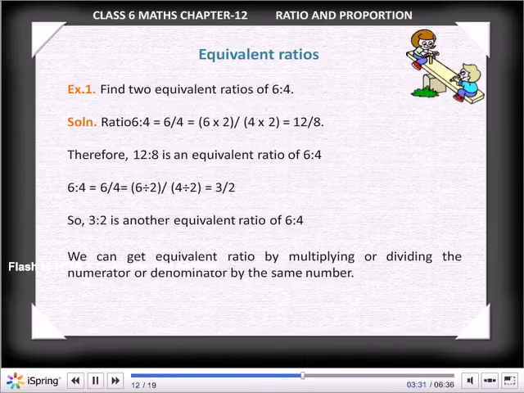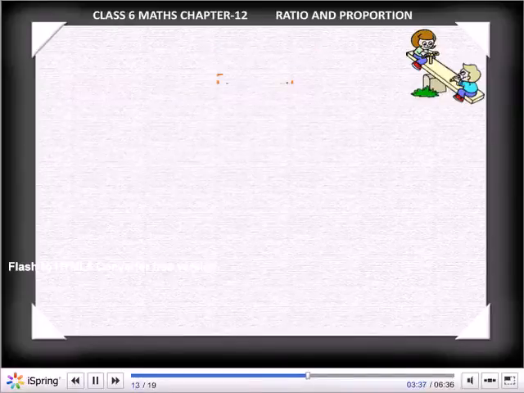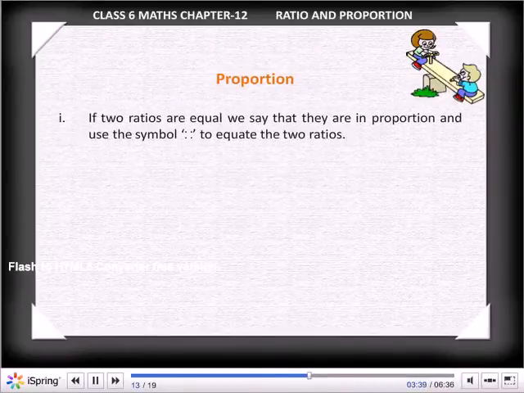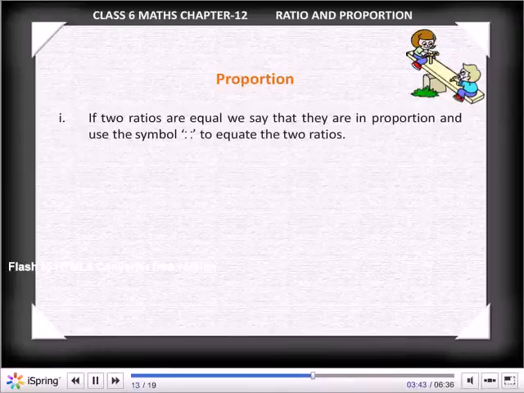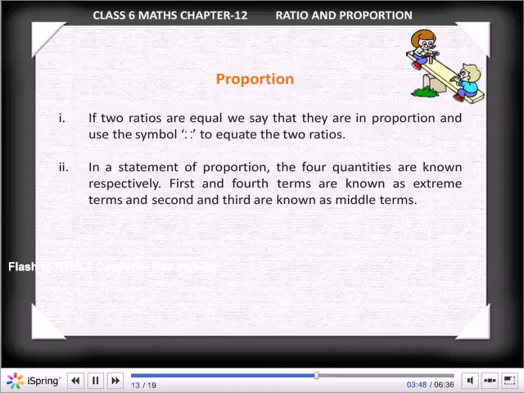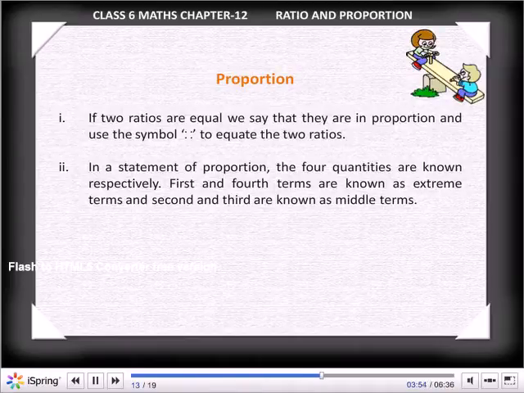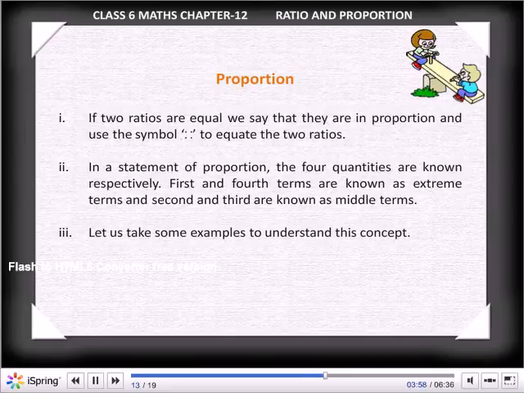We can get equivalent ratio by multiplying or dividing the numerator or denominator by the same number. Proportion. If two ratios are equal, we say that they are in proportion and use the symbol shown here to equate the two ratios. In a statement of proportion, the four quantities are known respectively. First and fourth terms are known as extreme terms and second and third are known as middle terms. Let us take some examples to understand this concept.